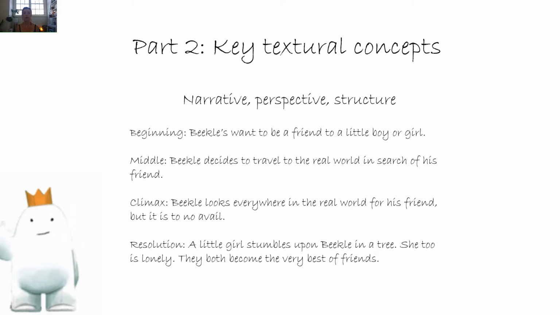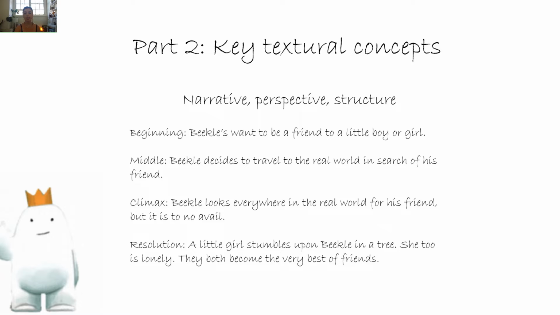The story follows a formulaic narrative structure of a beginning, middle, climax, and resolution. The beginning tells the viewer of Beekle's desire to be a friend to a little boy or girl in the real world, as he wishes to have a sense of belonging. The story provides the main ideas of friendship, imagination, exploration, which are all intertwined throughout the text.